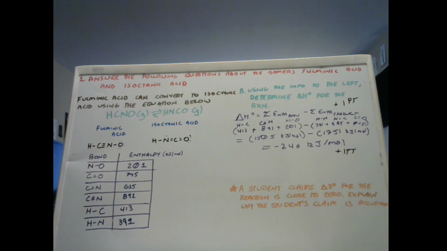C says a student claims that delta S for the reaction is close to 0. Explain why the student's correct. They don't even tell you, is the student correct or not? No, why are they correct? And this has a star next to it because it will not be on the 2020 AP exam, but it is still good to cover.